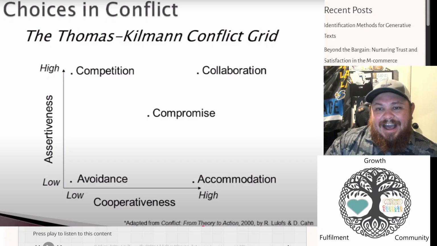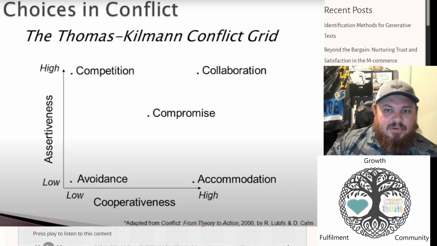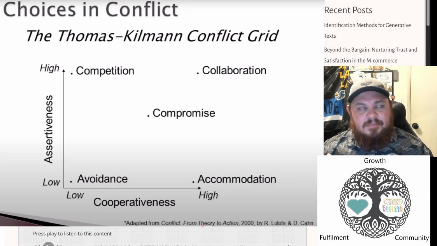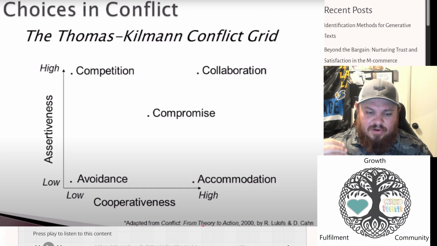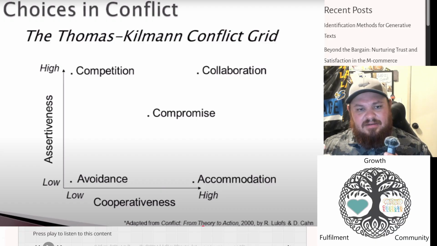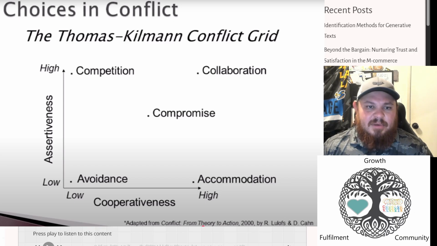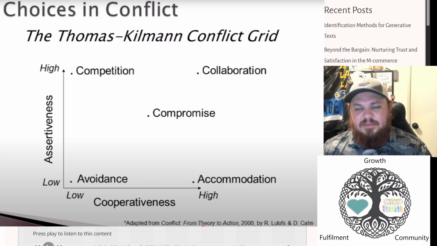Next we can go high assertiveness and low cooperativeness, and that's competition. So where would competition be beneficial? Think about a situation where your words or your promotion of some sort of difference in thought is required to protect or create a safe environment for the organization. Think about somebody in leadership pulling the plug on some sort of funding.